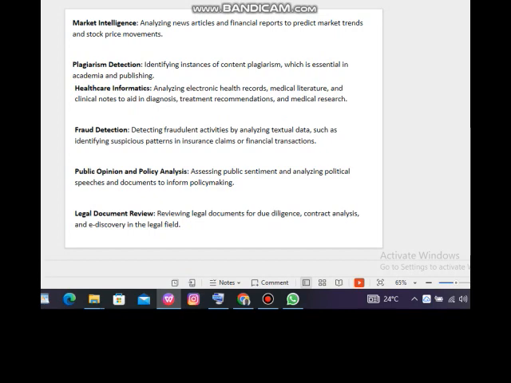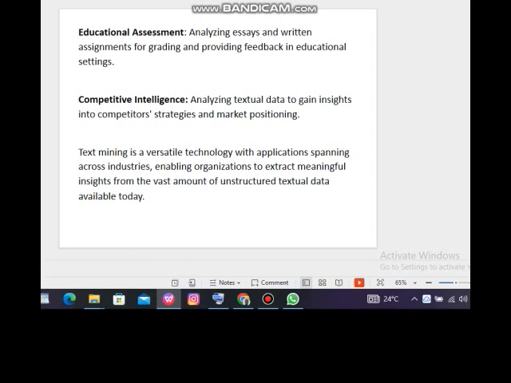Public opinion and policy analysis, assessing public sentiment and analyzing political speeches and documents to inform policy making. Legal document review, reviewing legal documents for due diligence, contract analysis, and e-discovery in the legal field. Educational assessment, analyzing essays and written assignments for grading and providing feedback in educational settings. They're also used in competitive intelligence, analyzing text data to gain insights into competitors' strategies and market positions.